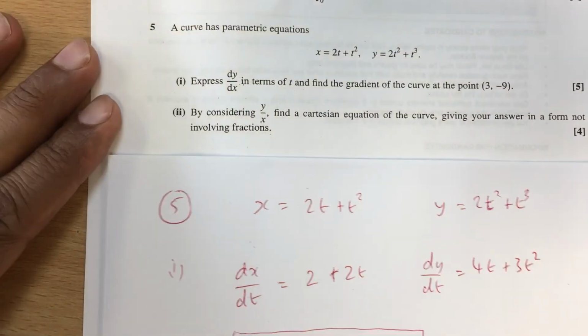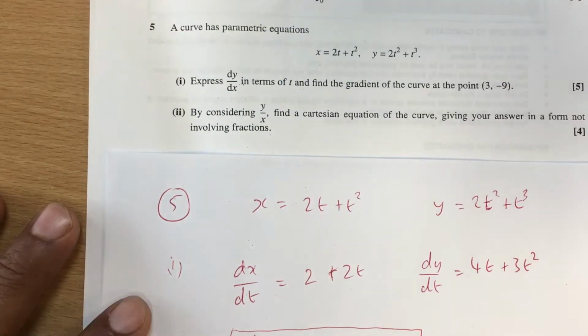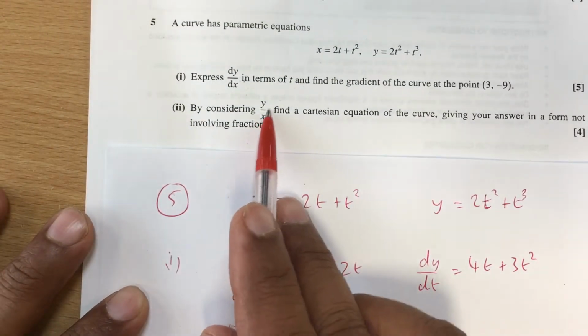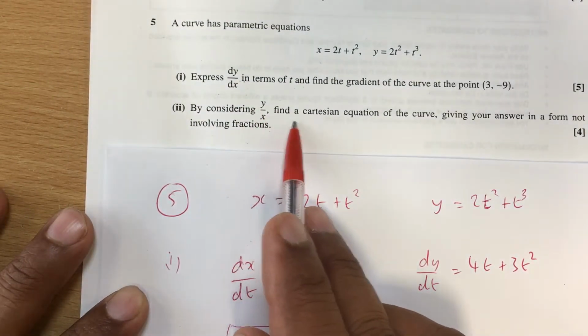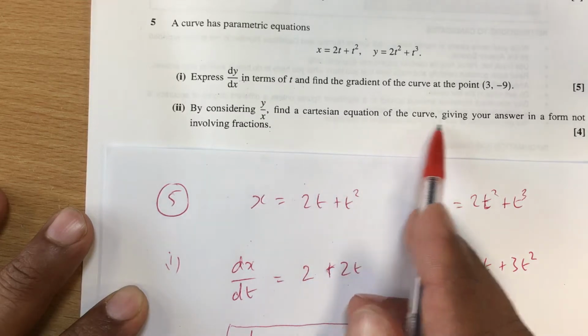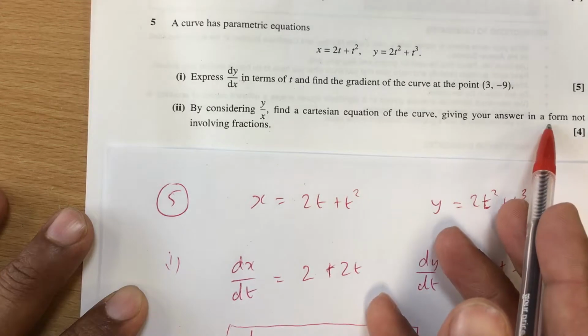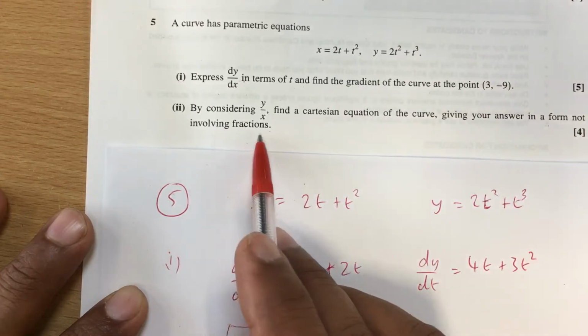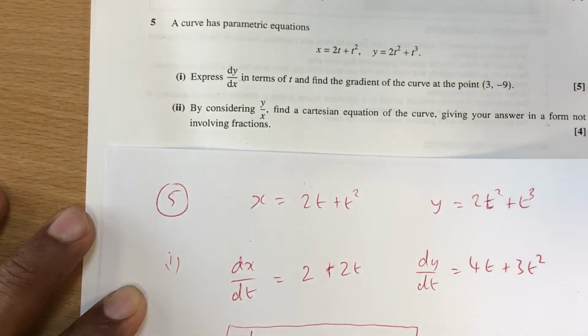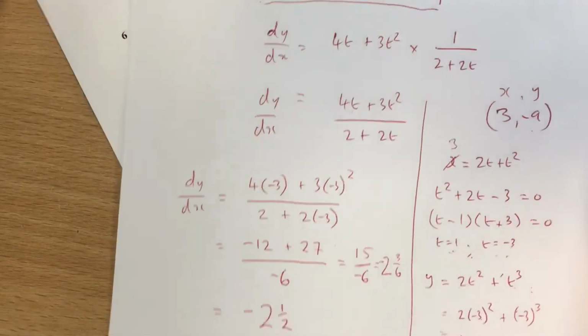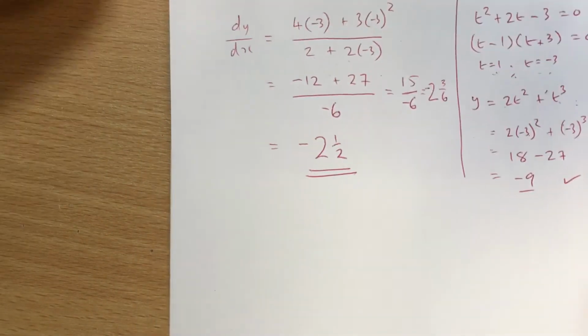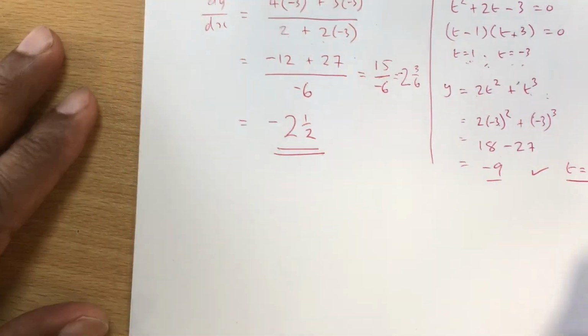Second part, 4 marks. By considering y over x, find the Cartesian equation of the curve, giving your answer in a form not involving fractions. Okay, so let's go to the second part. It has given me a hint there, so I'm going to use that hint.